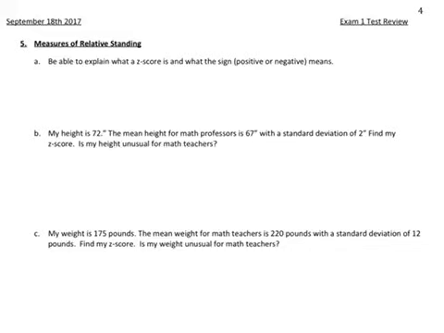Measures of relative standing, all about z-scores and box plots. Okay, 5a: be able to explain what a z-score is and what the sign, positive or negative, means.